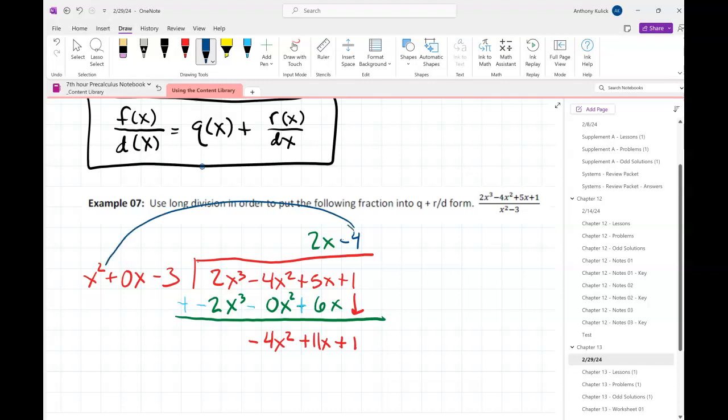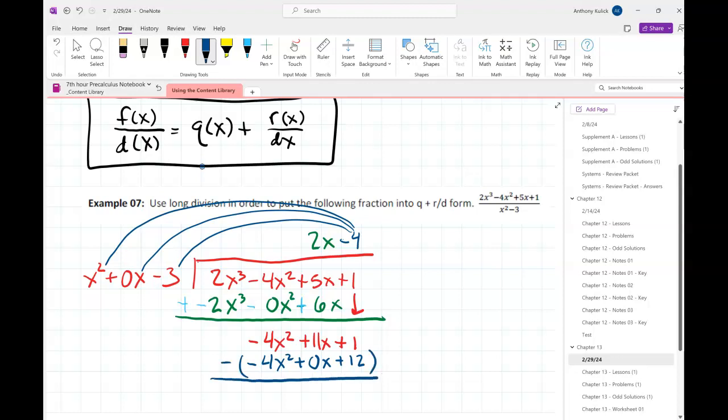So I then multiply through and I have negative 4x squared plus 0x plus 12. So far, so good. Going to subtract down. But remember, Mr. Kulik says don't think about it as a subtraction problem. Distribute the negative and make it an addition problem.